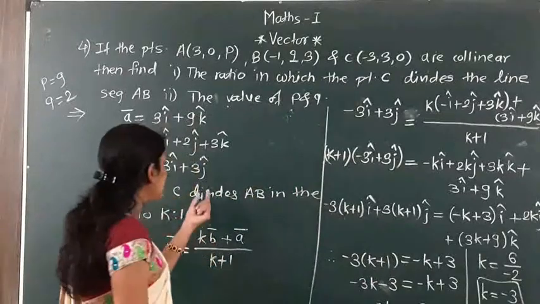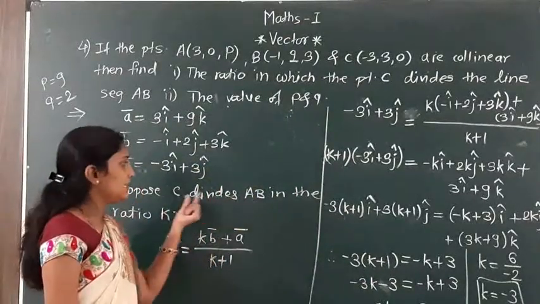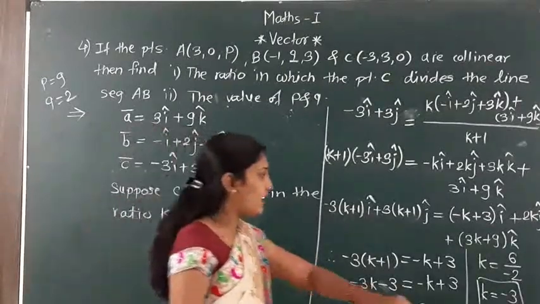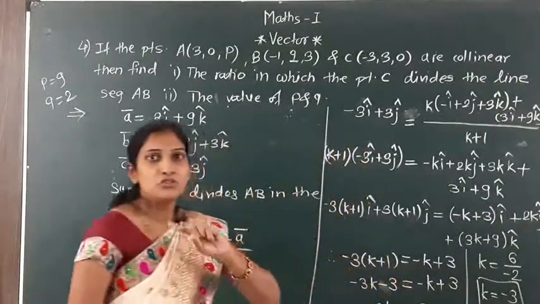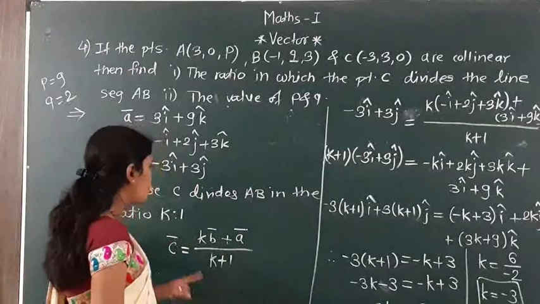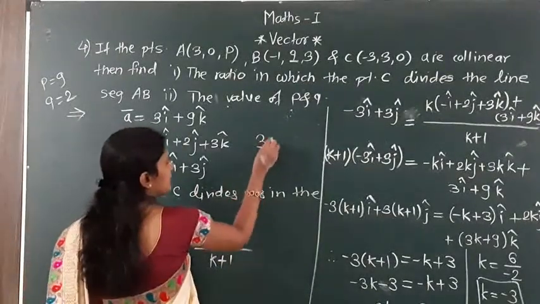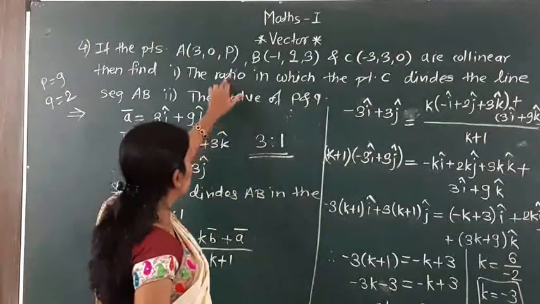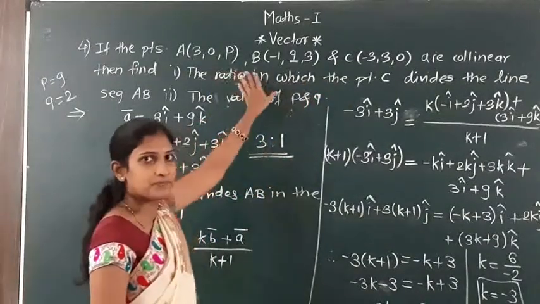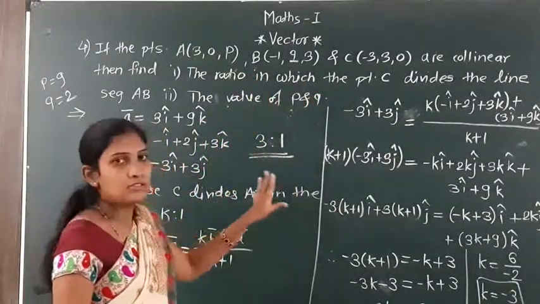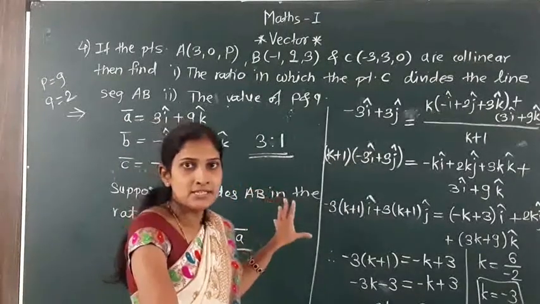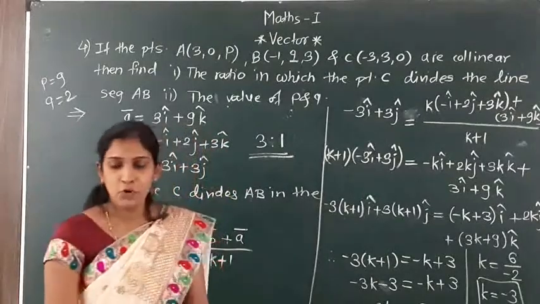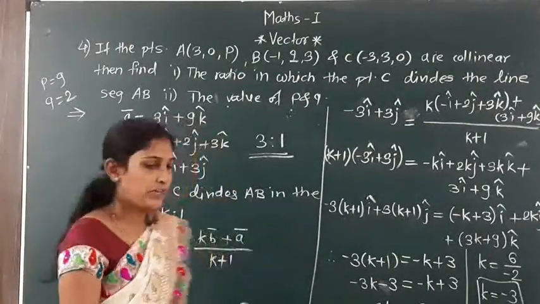So point C divides AB externally. Externally, why? Because there is a negative value. So externally in the ratio 3 as to 1. So this is our answer for this question. So this is the example which is of 3 marks. Very important example. Now next point is product of vectors.